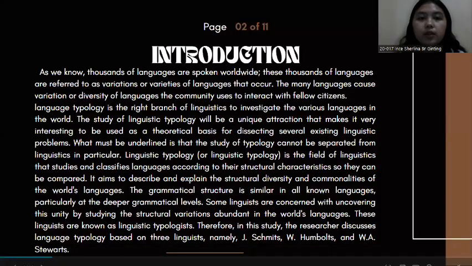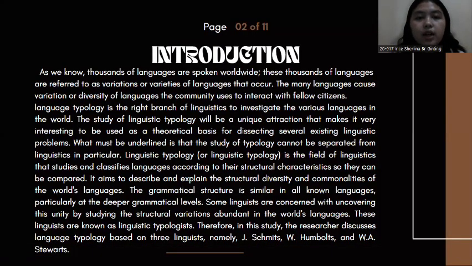And introduction. As we know, thousands of languages are spoken worldwide. These thousands of languages are referred to as variations or varieties of language. The many languages cause variation or diversity of languages the community uses to interact with fellow citizens. Language typology is the right branch of linguistics to investigate the various languages in the world. The study of linguistic typology will be a unique attraction that makes it very interesting to be used as a theoretical basis for investigating several existing linguistic problems.